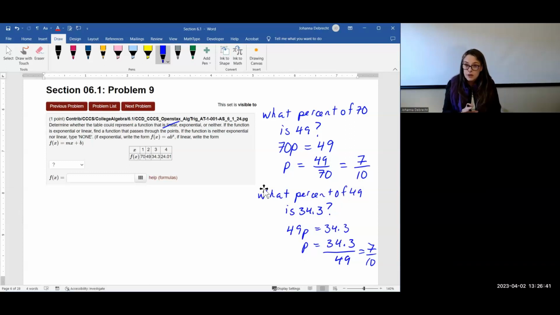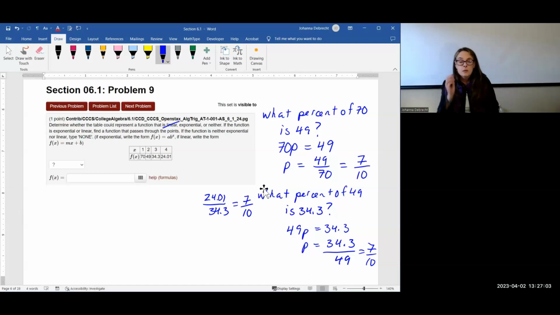Just because the first three work doesn't mean the last one does. You have to check. This time we're going to shortcut, and we're just going to do 24.01 divided by 34.3. So punch that into your calculator. And you get 7/10.